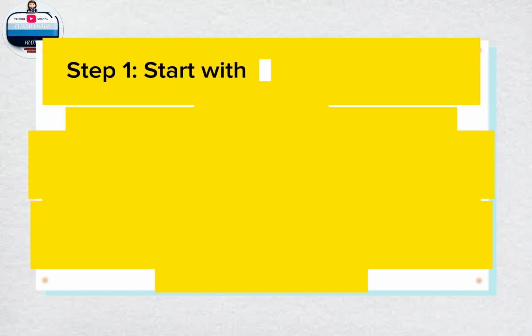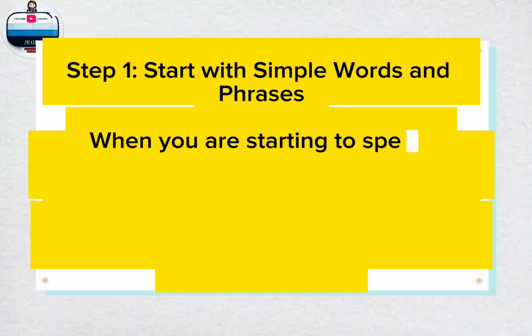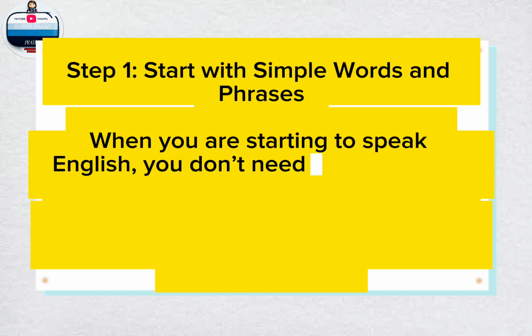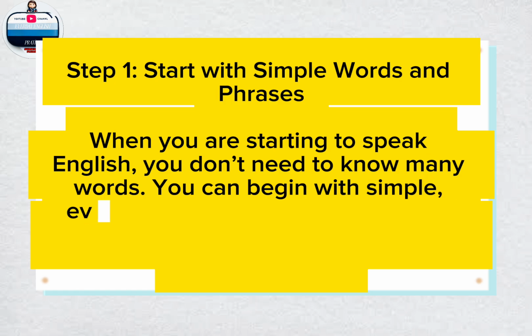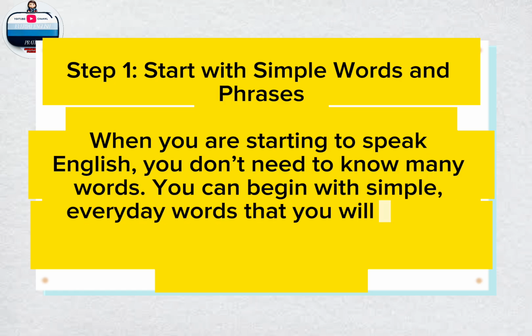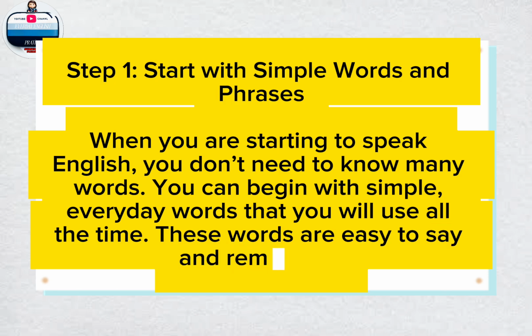Step 1. Start with simple words and phrases. When you are starting to speak English, you don't need to know many words. You can begin with simple, everyday words that you will use all the time. These words are easy to say and remember.